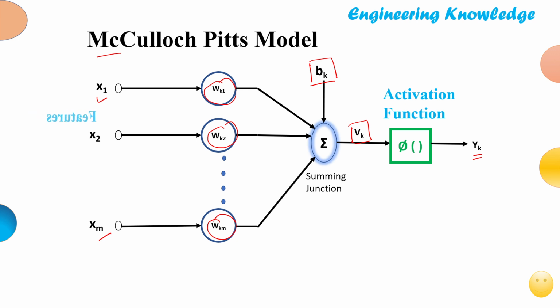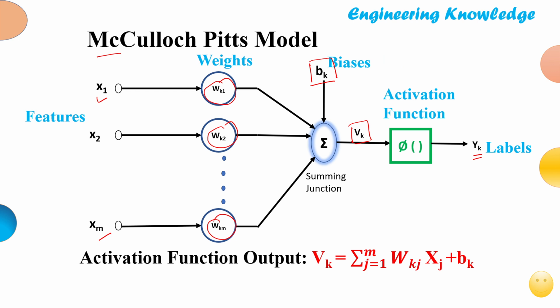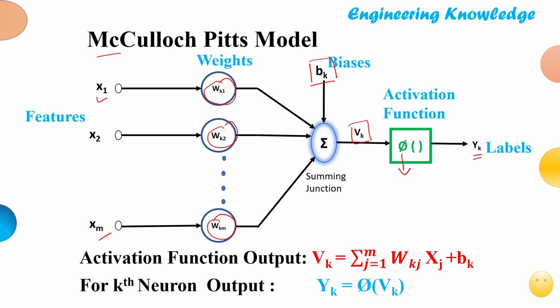Here we will have the features, the x's, the labels, the y's, and in between we will have weights, the w's, called weights, and biases. How will we define the equation for vk? Vk is nothing but the summation of all the weights multiplied by all the inputs that are available plus the bias. And yk is nothing but the output of this activation function. So we write yk as phi of vk.